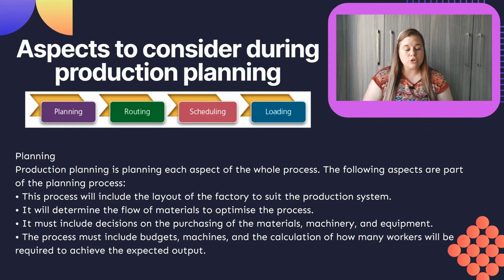The process must include budgets, machines, and the calculation of how many workers will be required to achieve the expected output. Now, remembering with mass production, a lot of it is done by the machines. I think, again, if you've watched these how-to videos, you'll see a lot of it's done by the machinery, and there's very little that is done by actual workers. So that's where we need to actually have the plan in place of how many workers we will need and where we will need them.